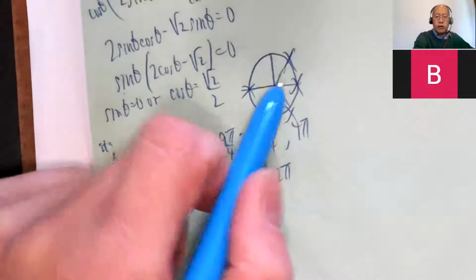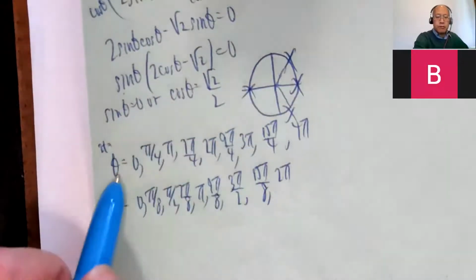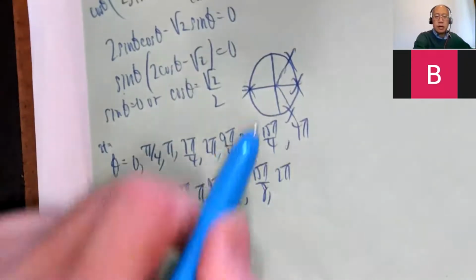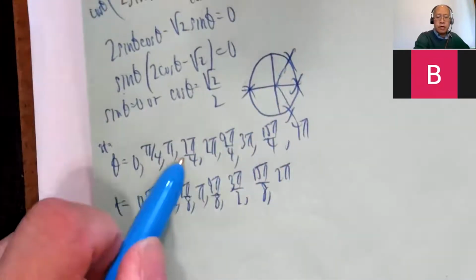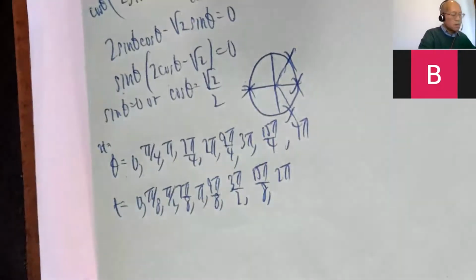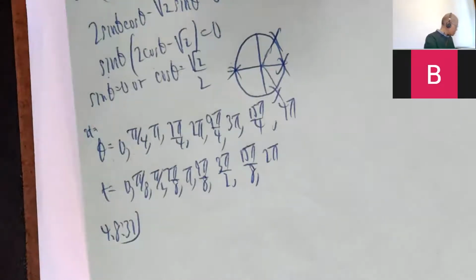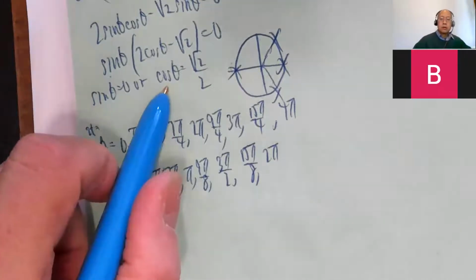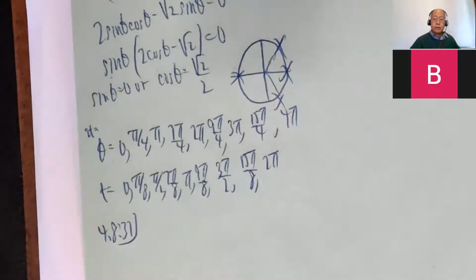Sine of theta 0, y equal to 0, that's here and here. Between 0 and 4 pi, that's 0, pi, 2 pi, 3 pi, 4 pi. Cosine of the angle is radical 2 over 2, that's here and here: pi over 4, 7 pi over 4, 9 pi over 4, 15 pi over 4, and then I cut all those in half. So cosine theta equals square root 2 over 2: pi over 4, 7 pi over 4. I'm just missing something. Oh, and 15 pi over 4. That's what it is.